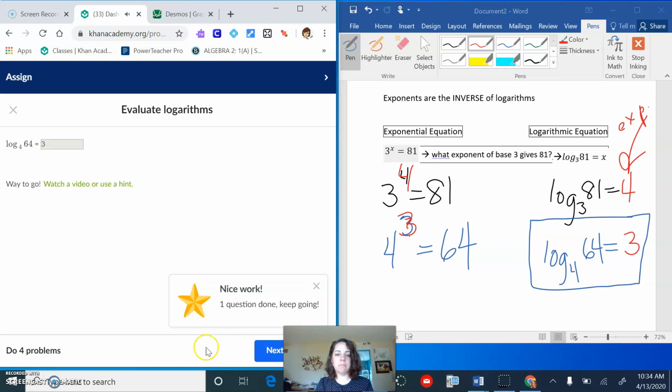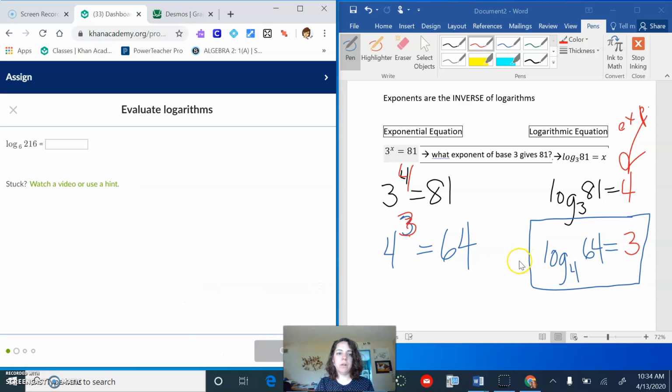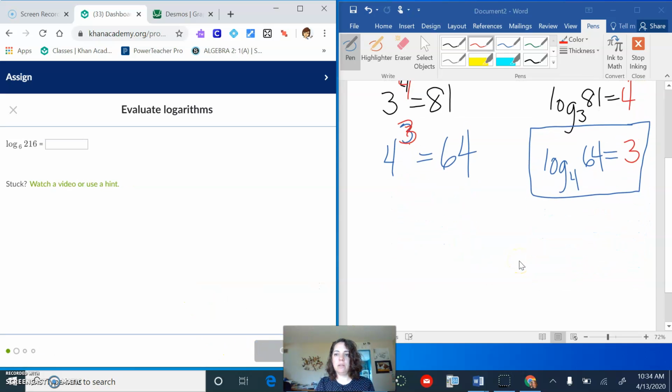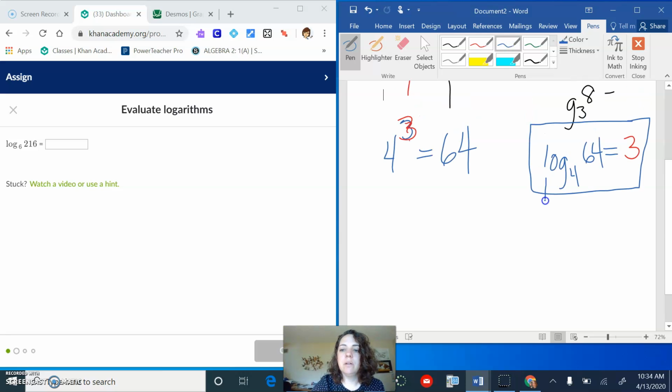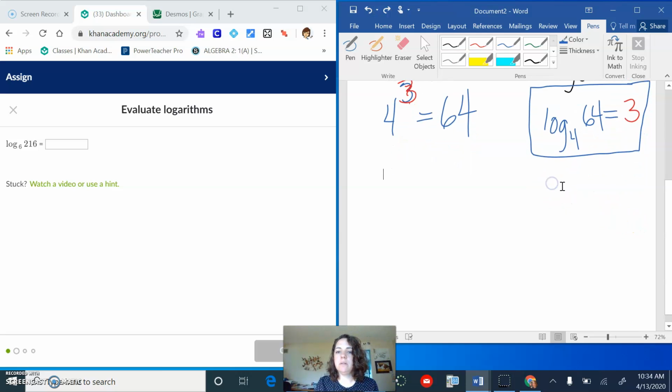All right, let's try another one. And we're going to start by just rewriting it in exponential form to get used to it. So let's start with, let's see, log base 6 of 216 equals, and this is what they're asking me for, right?